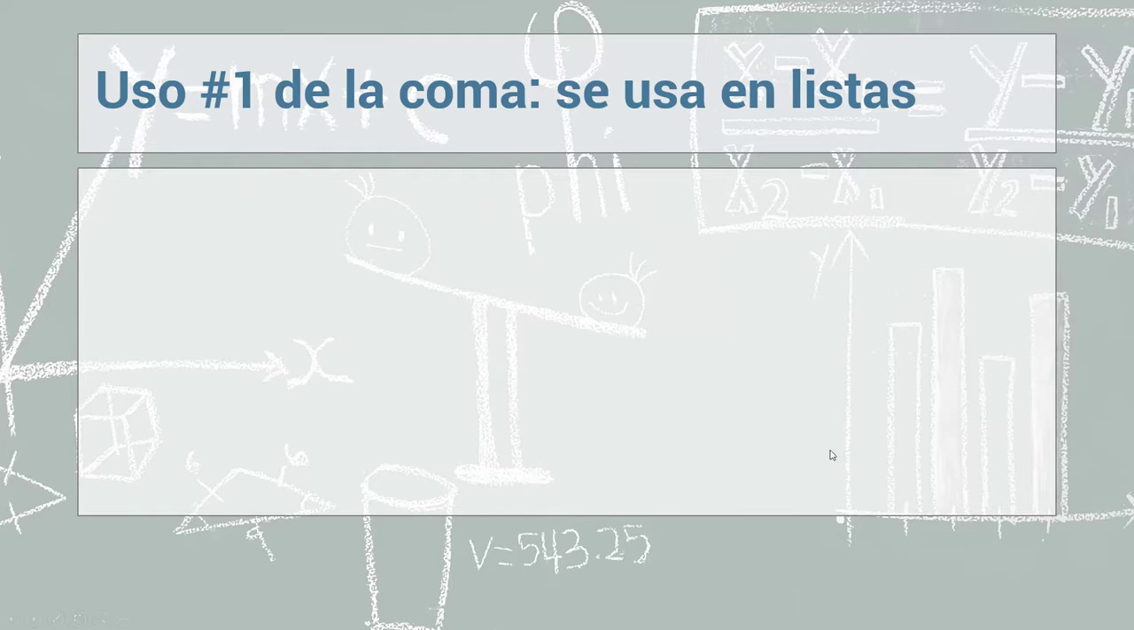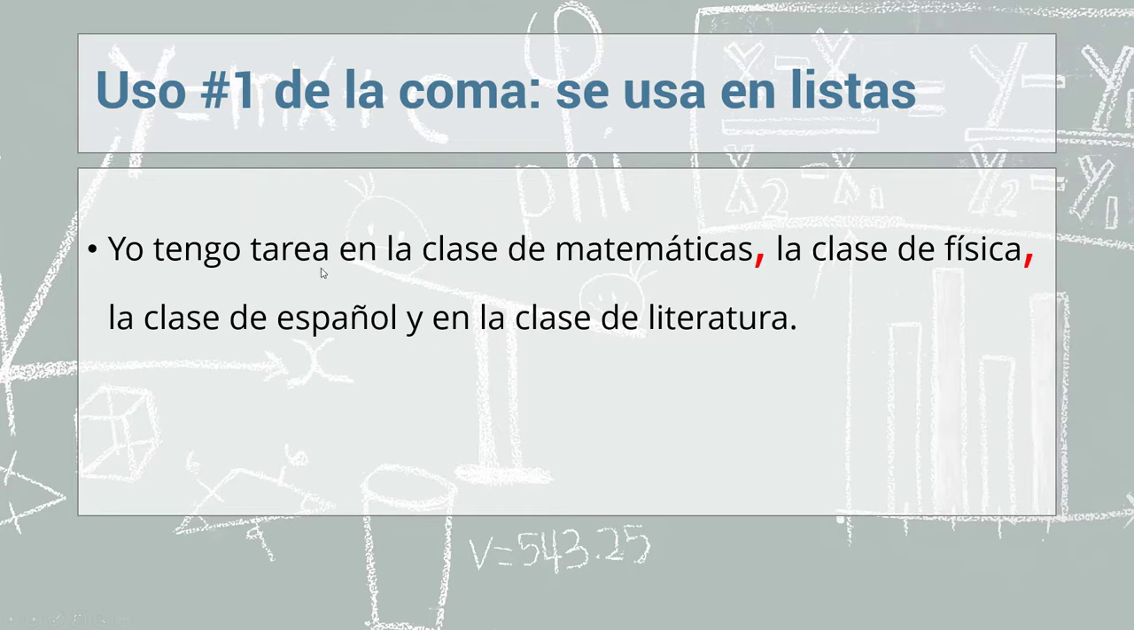So the first use is in lists. Yo tengo tarea en la clase de matemáticas, la clase de física, la clase de español, y en la clase de literatura. I've got a list of classes in which I have homework, so I put a comma in between all of them except the last 2, because in Spanish, there's no Oxford comma.